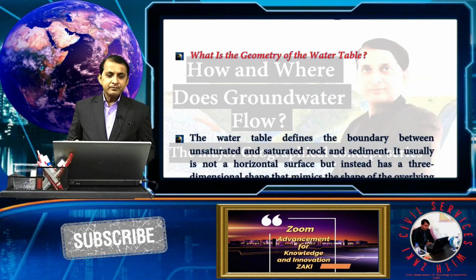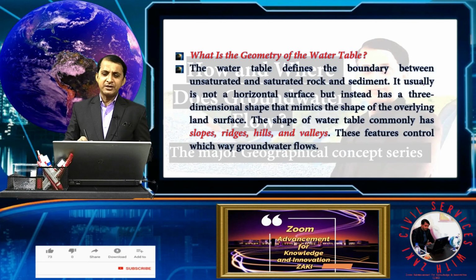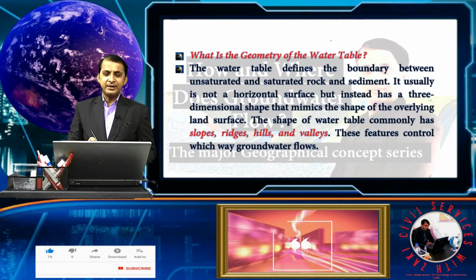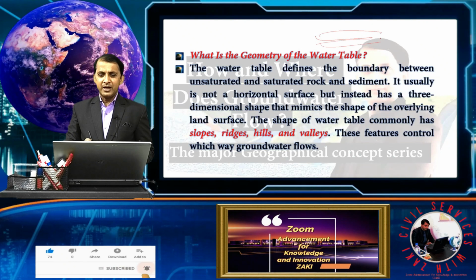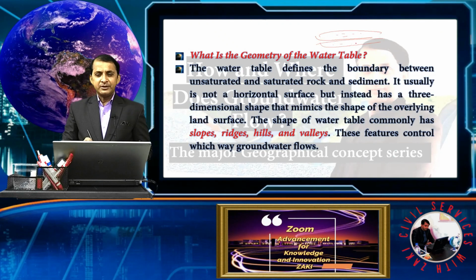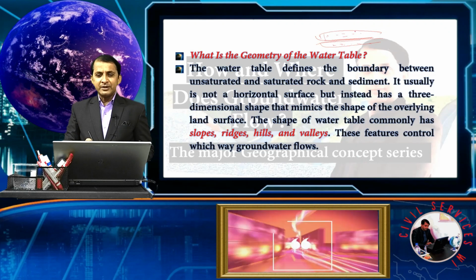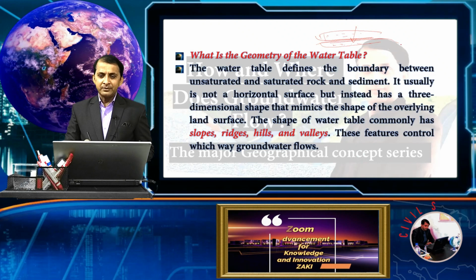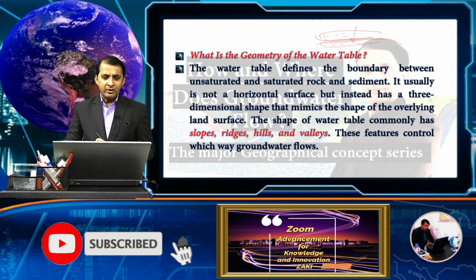The water table defines the boundary between the unsaturated and saturated rock and sediment. So what is the water table? There are two types of zones: one is saturated, another is unsaturated. Water flows along these boundaries, that is subsurface water. So basically, this is the water table. It is usually not a horizontal surface.